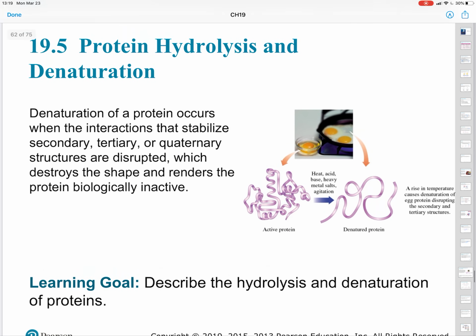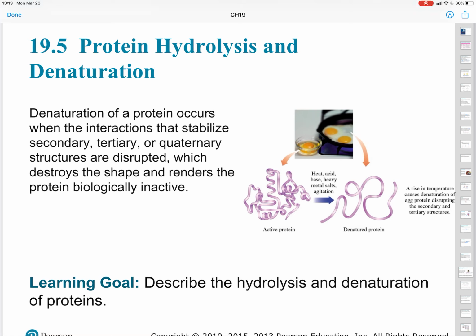Okay, let's talk about proteins. Proteins can be hydrolyzed and they can be denatured. So let's talk about what both of those are. Hydrolysis is just undoing the peptide bond. And so we're going to put water in, right? Hydro, lysis meaning cut. Water in and cut those bonds. Just like our polysaccharides could be hydrolyzed into disaccharides and then monosaccharides, our peptides can be hydrolyzed into amino acids.